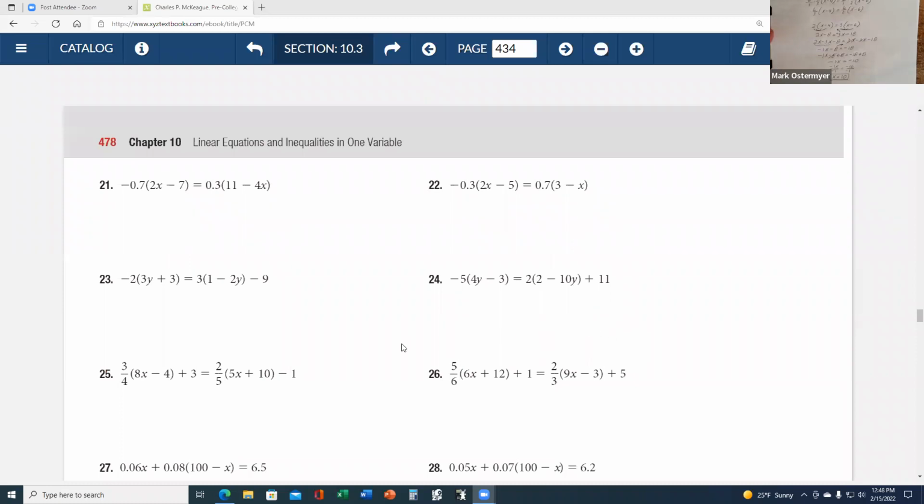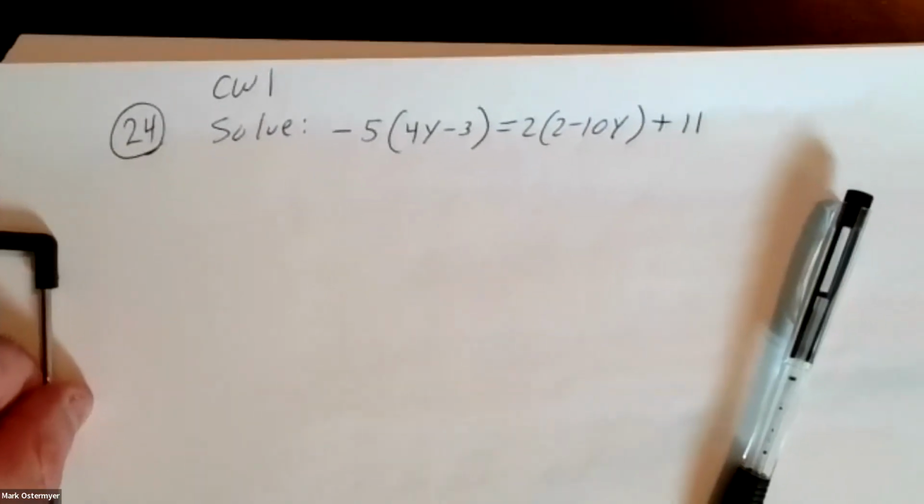All right. So for classwork number 1, I'm going to have you try problem number 24. Try to solve that equation in number 24. Solve it for y, okay? We'll check back in a moment. Classwork number 1, number 24. So that'll be classwork number 1.